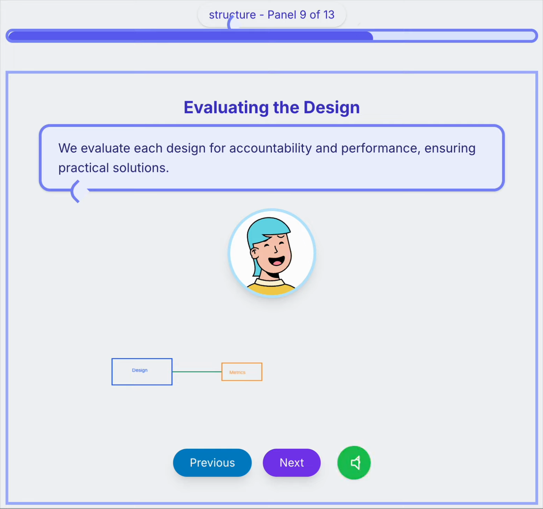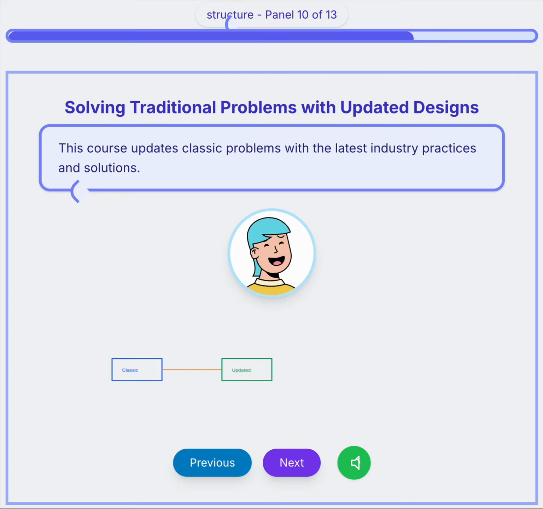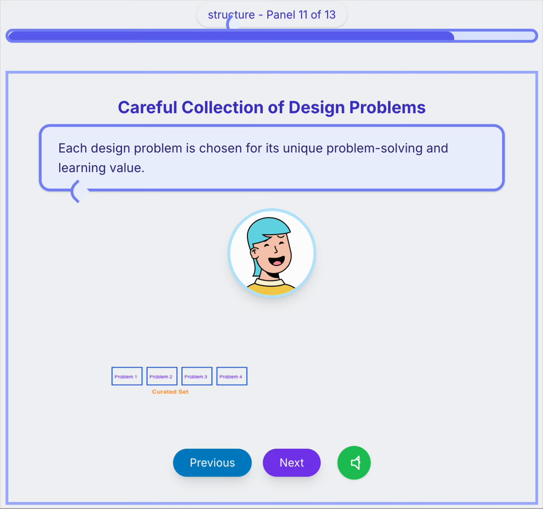We evaluate each design for accountability and performance, ensuring practical solutions. This course updates classic problems with the latest industry practices and solutions. Each design problem is chosen for its unique problem-solving and learning value.